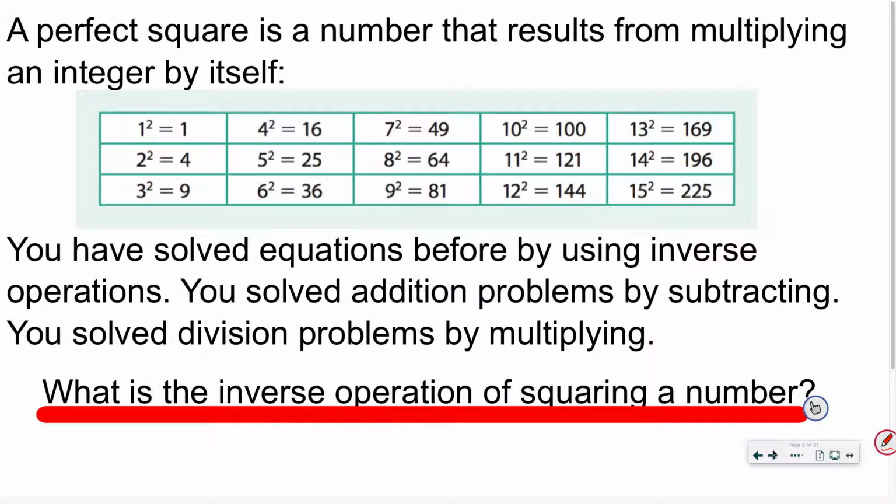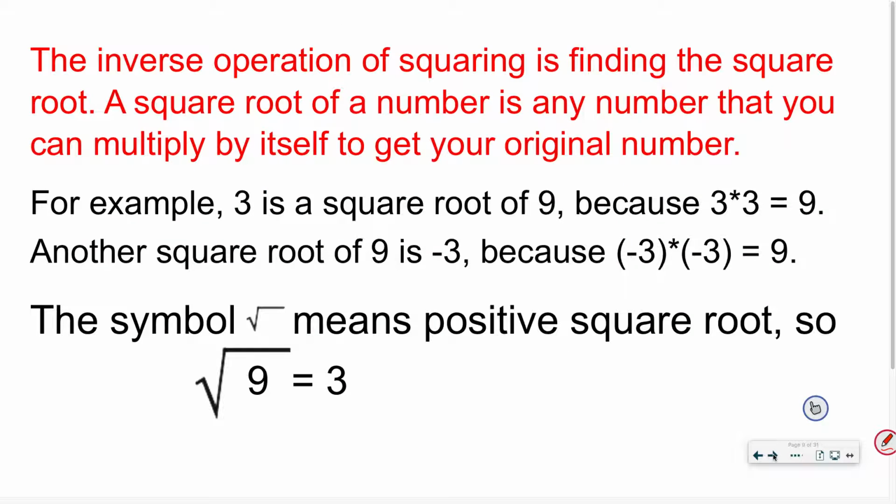Finding the square root. So finding the square root is the inverse of solving a problem like this. Like if I needed to solve it, I'm finding the square root. And we'll take a look at this symbol here. So the inverse operation of squaring is finding the square root.